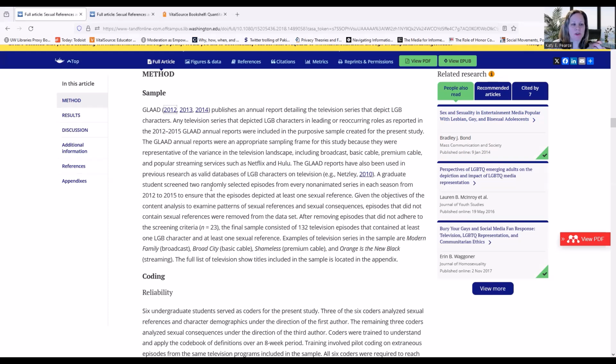And then they screened two randomly selected episodes from each non-animated series. And then they looked at particular references in it. So again, not uncommon. It's sort of just what we got to work with when we're doing content analysis, because sampling is so, so very tough. But it's okay. People do it and it works. And as long as they made a good effort, people feel pretty comfortable about it. So it's totally okay to do.